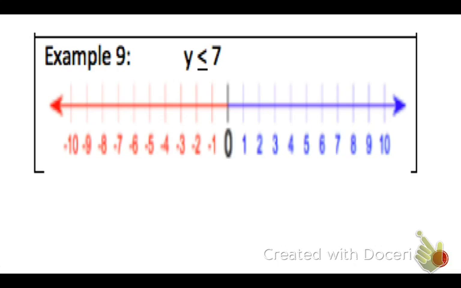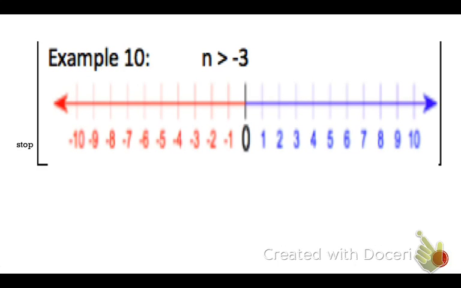And example 9. This one is already ready to go for us. We have the variable on the left. I think I said that wrong. Oh yeah, if the variable's on the right, we want it on the left. So here we go. Y is less than or equal to 7. We don't have to do the OR part. We don't have to switch it around. Okay, and we're going to find 7. And it's got that equal part, so it's going to be a closed circle. And we're going to make our arrow to the left. Okay.